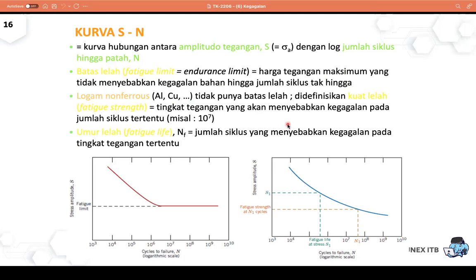Here we also have an SN curve, but before we see the SN curve, let's watch a video about fatigue and how to check it, and then after that we can see some calculation questions about fatigue.